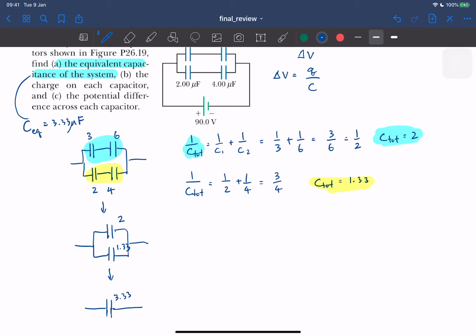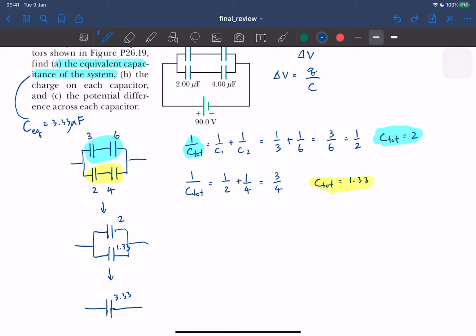How did you get 2 and 1.33? Use this formula here. 1 over C total is 1 over C1 plus 1 over C2. And it's this one here and this one here. So it's 1 over 3 plus 1 over 6. Right. So how do you get this one?